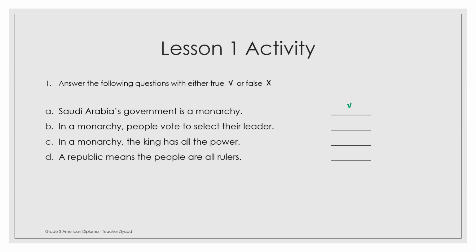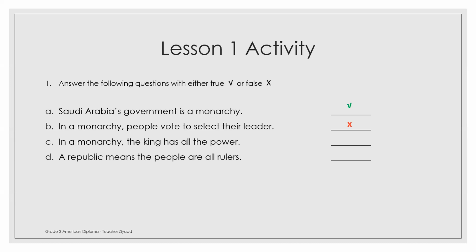Question B: in a monarchy, people voted to select their leader. Back to the definition of a monarchy, if you know that the country is run by kings and queens, you are born into that. You are not voted into a position of power or into a leadership position. You are selected to be the leader of the country by a specific or special council in the kingdom. So this one would be false, because the people don't vote for their leader, the council does.